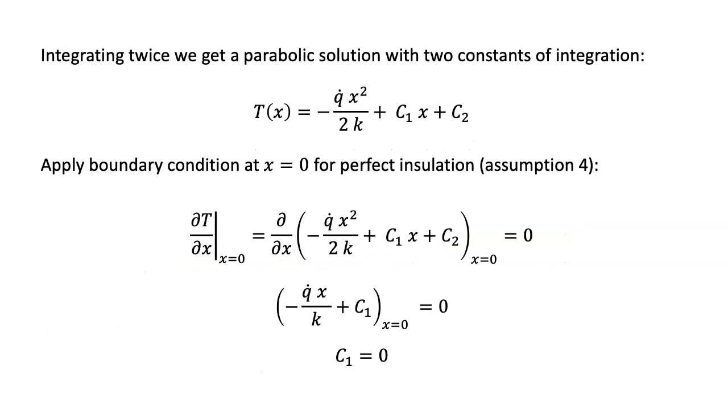To solve for the temperature distribution, we integrate twice with respect to x to get a parabolic distribution as expected with two constants of integration. To determine these constants, we need to apply our two boundary conditions. First, for the boundary at x equals 0 with 0 heat flux, which corresponds to 0 temperature gradient, we get that C sub 1 is equal to 0.